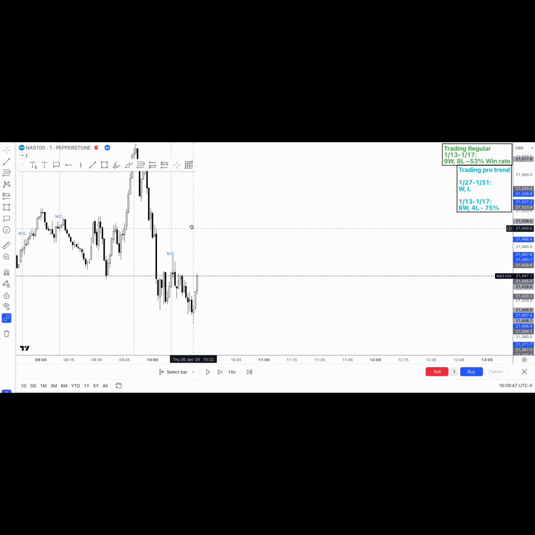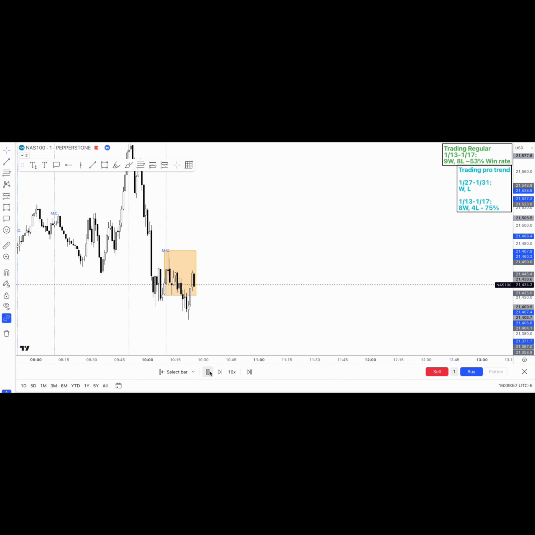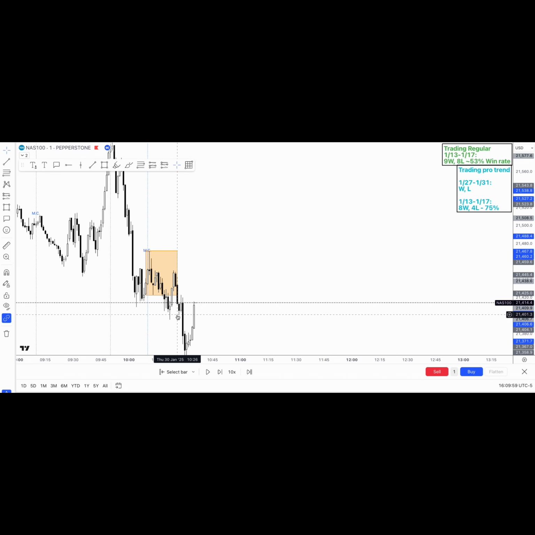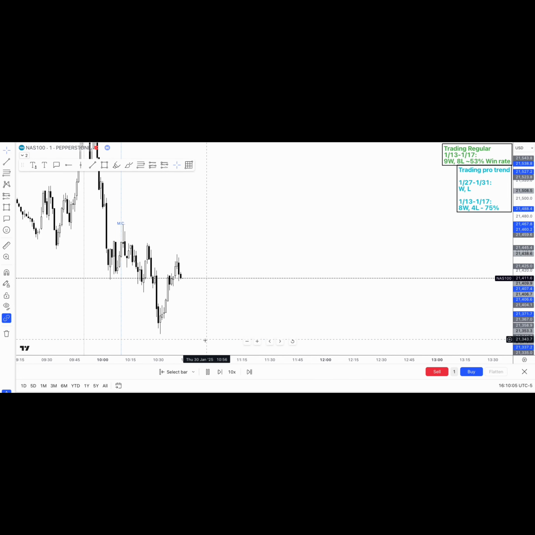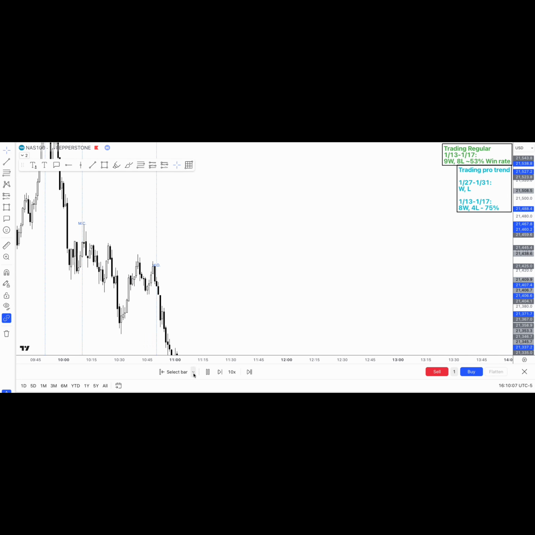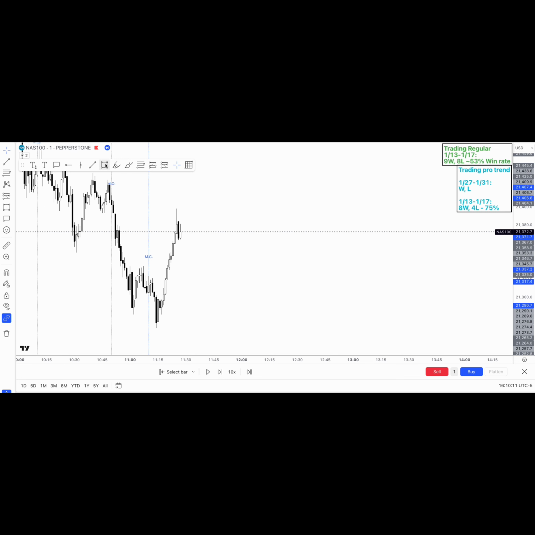So still looking for a buy here. And potentially we have a buy in this area. Depends on what price does now over the next few candles. And so yeah, no buy. It sweeps more liquidity, just goes down. Doesn't break that zone. And then we'll look for the last opportunity here in this macro for how I trade. And we have a potential buy here.